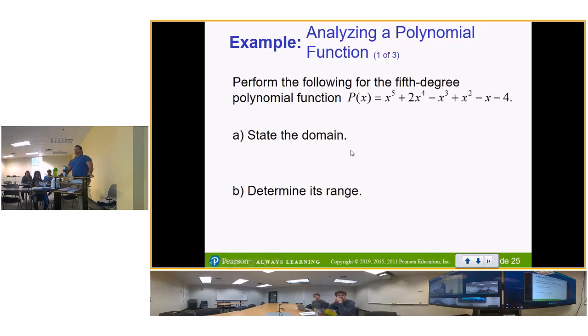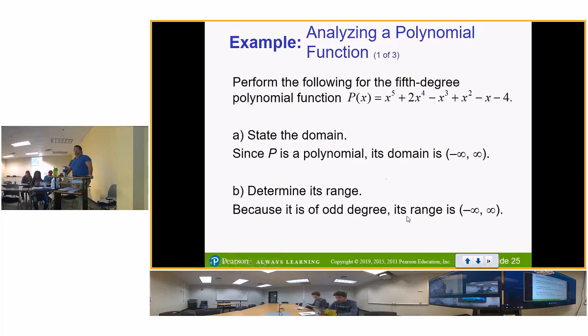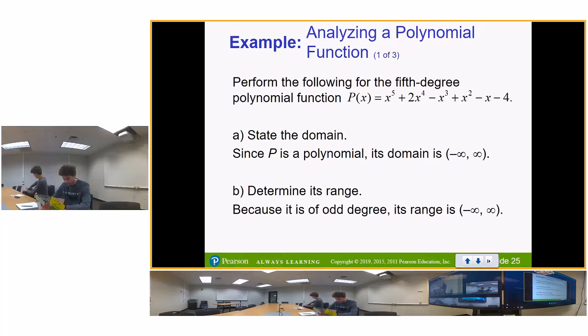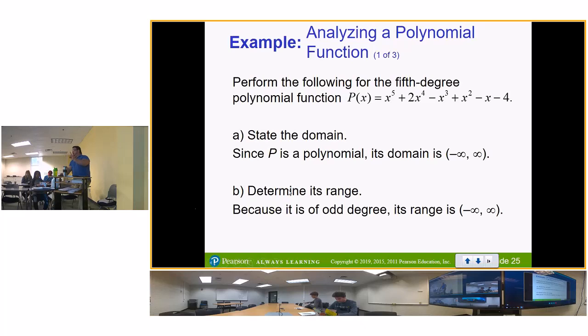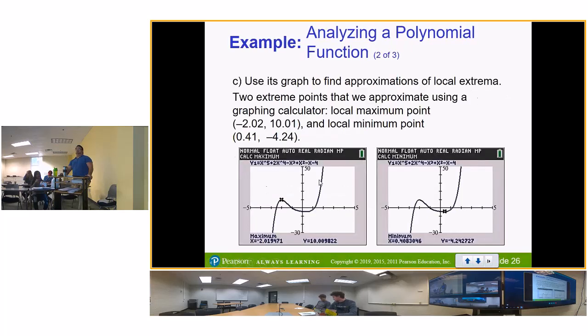State the domain. What's the domain of anything except for a fraction or radical? Negative infinity, positive infinity. All real numbers. Range, you'll have to get that from what? Calculator, when you graph it. Most of the time, because it's to the 5th power, what are your arrows going? Most of the time, it's going to be all real numbers, unless you have a radical or a rational, which means a fraction. There you go. That's analyzing, finding your x-intercepts. You got 3. How many turns? Well, in this case, you got 2 turns because it's a cubic function.